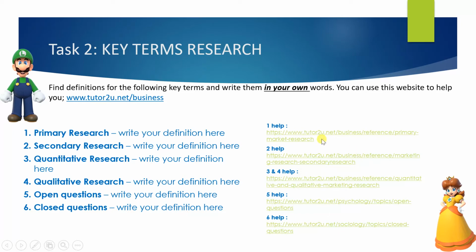Tutor2U is a good website to keep using, especially when it comes to revision. So click on the links and you're going to have to dig around and find some of the answers. I've given you the links specific to the topics, but you're going to have to read around to get to the specific answer so you can make sure you understand it in your own words.